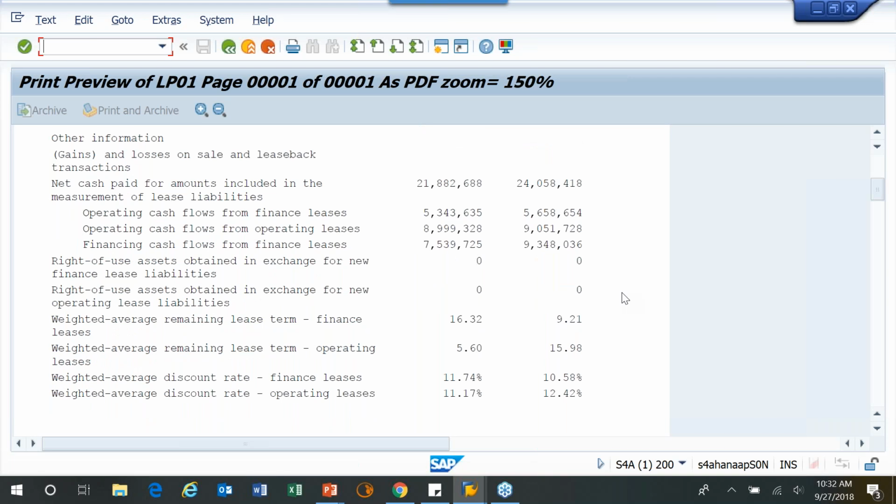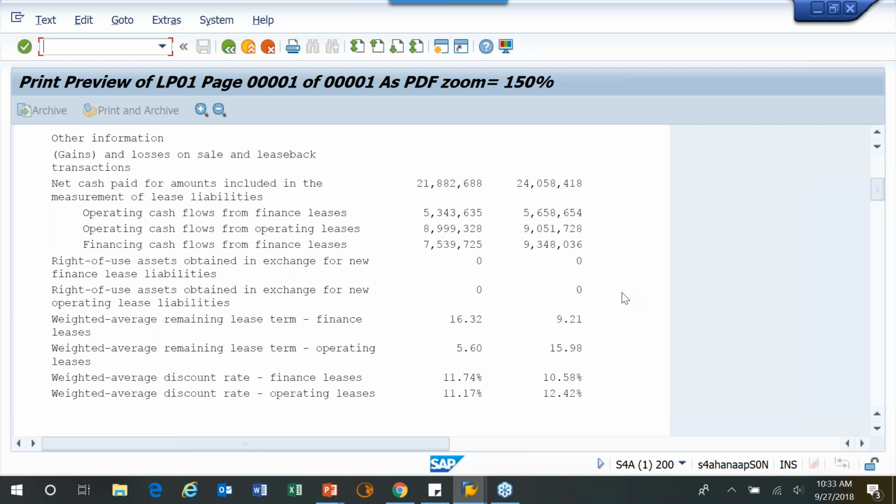And then the next set of items are your cash flow impact: what were my operating cash flows from my finance leases? What were my operating cash flows from my operating leases? And what were my financing cash flows from my finance leases? That is your cash flow impact. The next two lines are if you had any ROU assets obtained in exchange for finance lease liabilities, and any ROU assets obtained in exchange for operating lease liabilities. For this demo there were none, but in a real-life environment that would be populated from the extract from SAP.